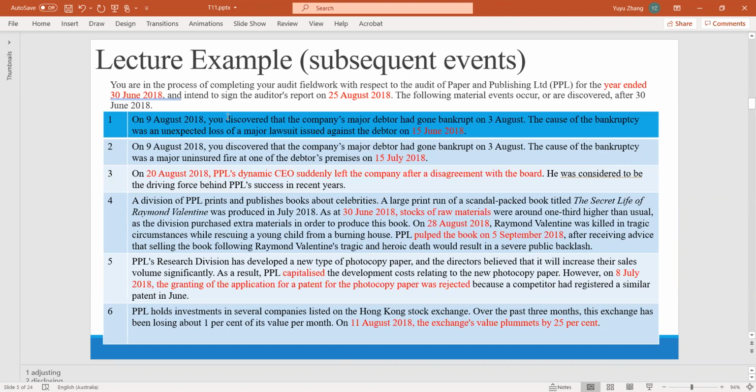You are in the process of completing the audit for the year ended 30th June and intend to sign the report on 25th of August. The following material events occurred or have been discovered after 30th of June. So let's decide, are they adjusting or non-adjusting events?